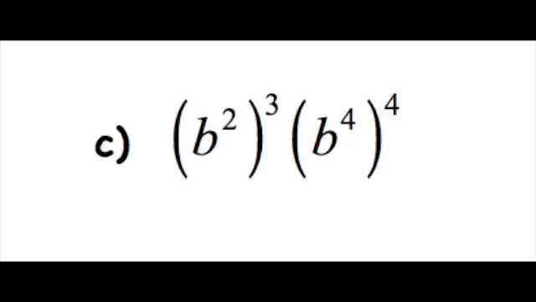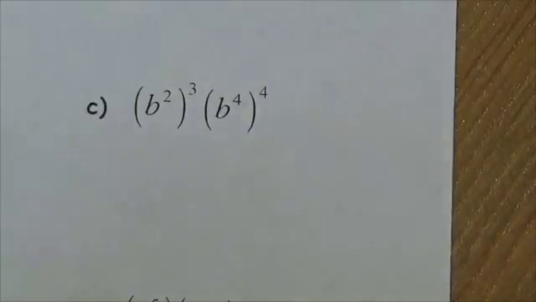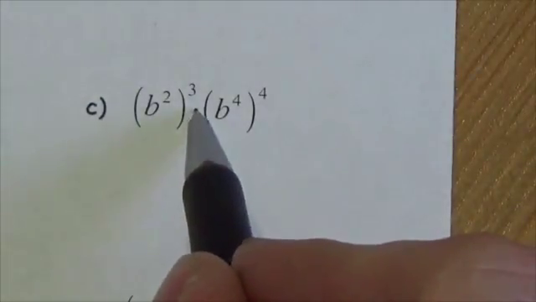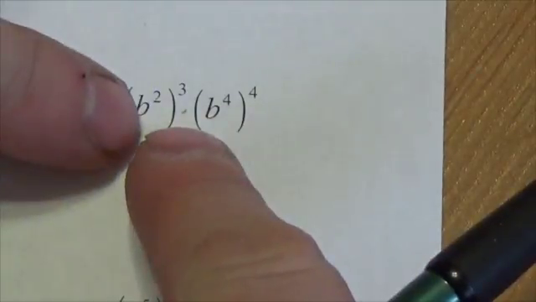b squared cubed multiplied by b to the 4th to the 4th. Okay, now here's another question where, again, the consideration here has to be towards the order of operations. I'm multiplying two powers together, but I've got to deal with the exponents first before I can do the multiplication here.